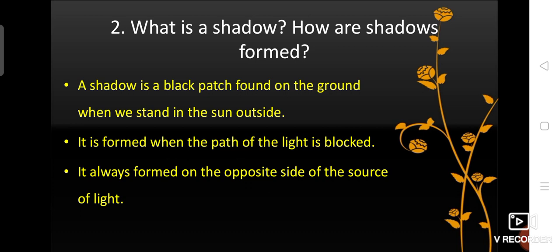It is formed when the path of light is blocked. It is always formed on the opposite side of the source of light. Definitely, isn't it? It will be formed on the opposite side. Suppose you are facing towards the sun, your back side, isn't it there? That portion never gets the light. So the back side portion only will be seen in the form of shadow on the ground.